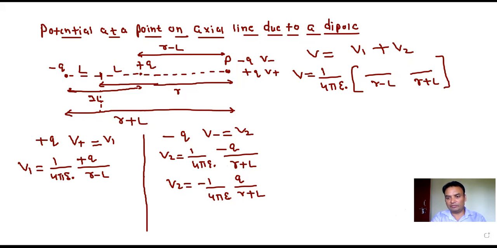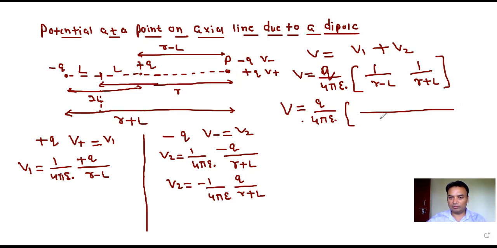So what I have, I can take this Q outside. So this Q is outside. So it is 1 over, 1 over. Now the total potential V is equal to Q upon 4 pi epsilon naught. Now we can solve this. So this becomes R square minus L square, R square minus L square. And this becomes R plus L minus R minus L.